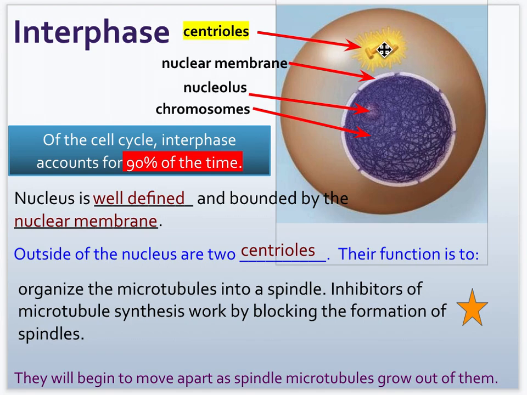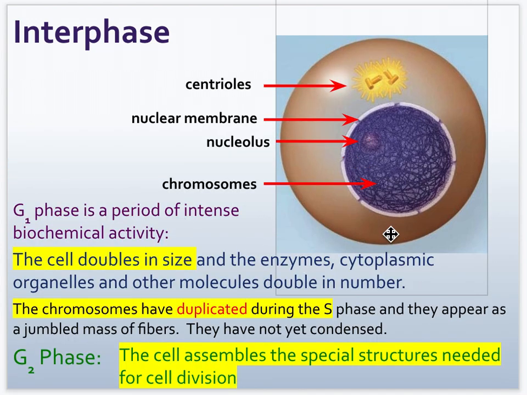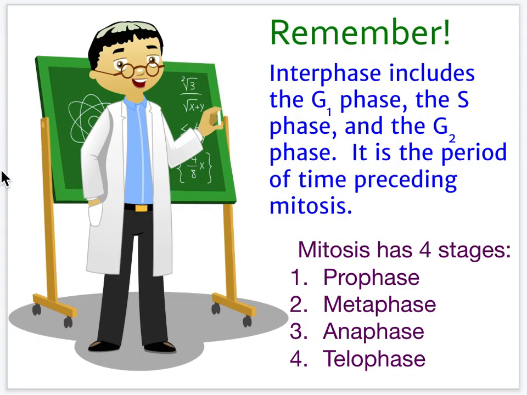They will actually grow spindles out of them, which are microtubules, which will pull the chromosomes into place and actually pull the chromosomes apart. So they're really important pieces to this whole process. So in interphase, the cell also doubles in size. The chromosomes have duplicated. Again, that was in the S phase. And then the cell makes these special structures that are going to be needed for the division process of mitosis.